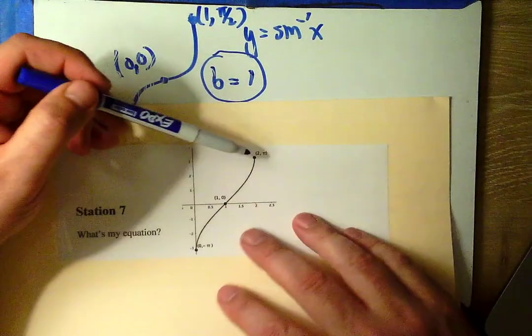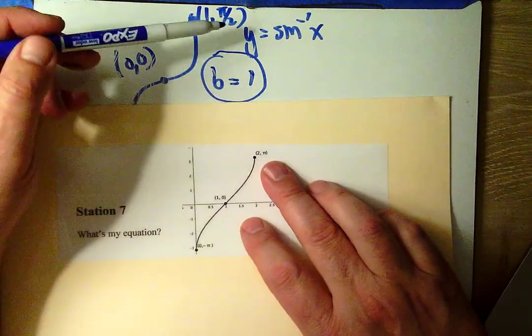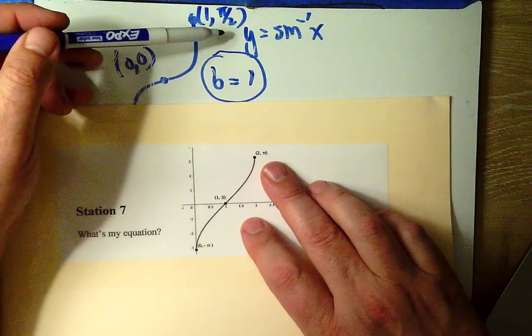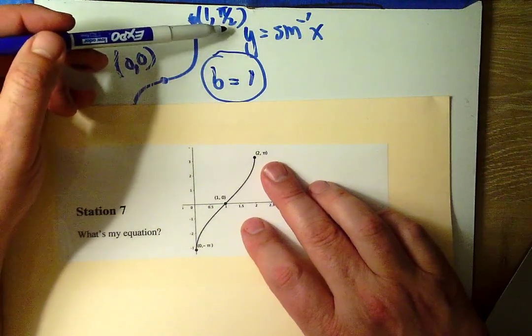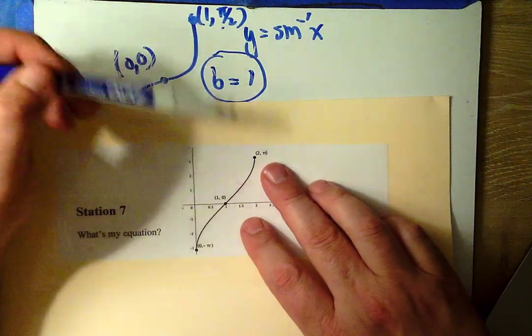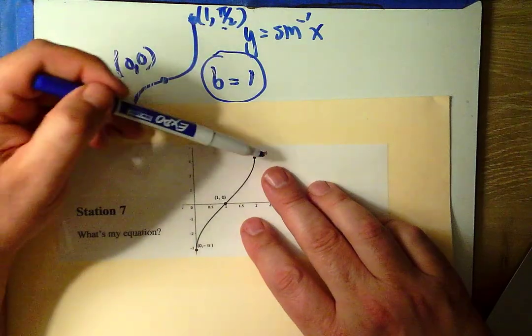But I notice the y value here is different. This is pi over 2. This is pi, but originally we had pi over 2. Well, what I'm not sure about just by looking at one point is, did I multiply this original point by 2 to get this, or did I add pi over 2 to this to get this?